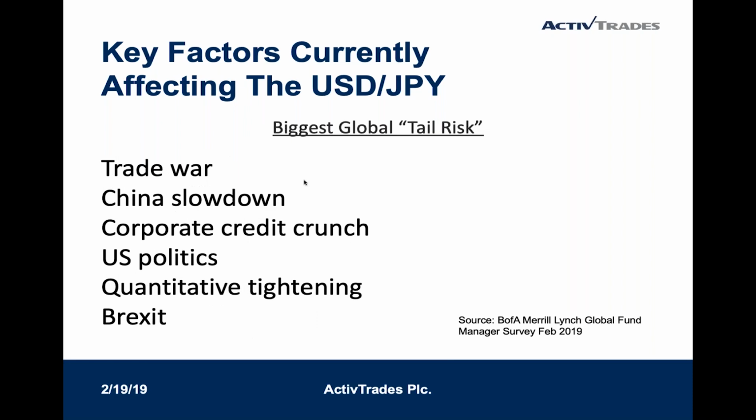Sure. Right, as per the Bank of America Merrill Lynch Global Fund Manager Survey, February 2019, the biggest global tail risks currently to them are trade wars, China's slowdown, corporate credit crunch, US politics, quantitative tightening, and Brexit. So the first one, trade war and US politics, the quantitative tightening, corporate credit crunch to a certain extent, is all based on the US. Then you've got China, and then you've got England at the bottom there. So I'm going to go through them as well, not rapidly, but I'll go through them.